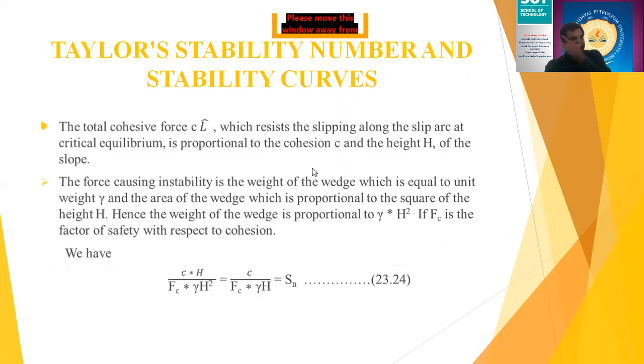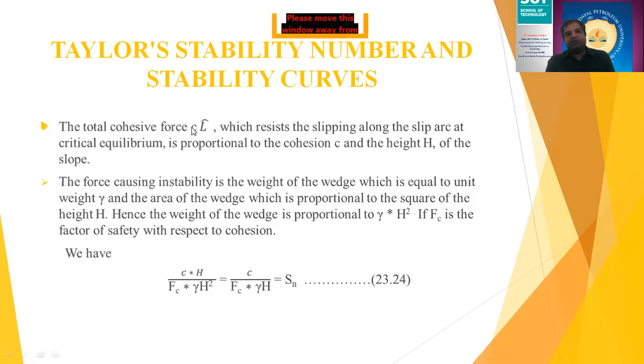Let's see. This is the Taylor stability number. Although we have talked about this particular method in detail while we were learning the stability of infinite slope, and I think if you remember this particular equation, you are familiar with it. If you go to the stability of infinite slope, you will also find such relations there, right? However, specifically, how the Taylor stability number has been developed is plotted here.